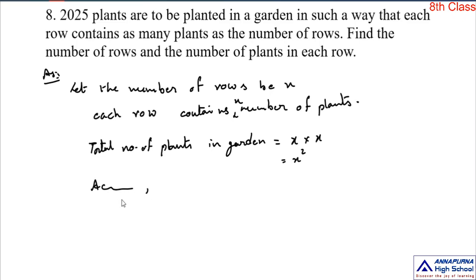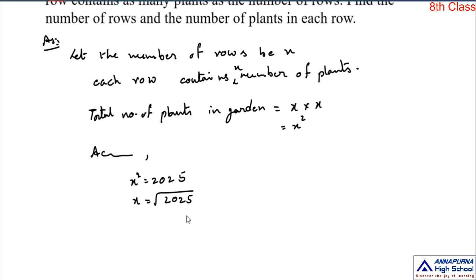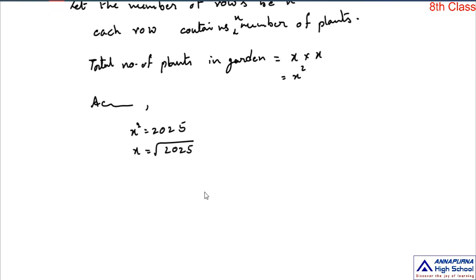But according to the question, the total number of plants in the garden is 2025. So this x square is equal to 2025. That means this 2025 is the square of one particular number. That means that number is the square root of this 2025. Here I transpose this square to the right side, it changes to square root. Okay, now find out the prime factorization of this 2025. It's divisible by 5. How many times?